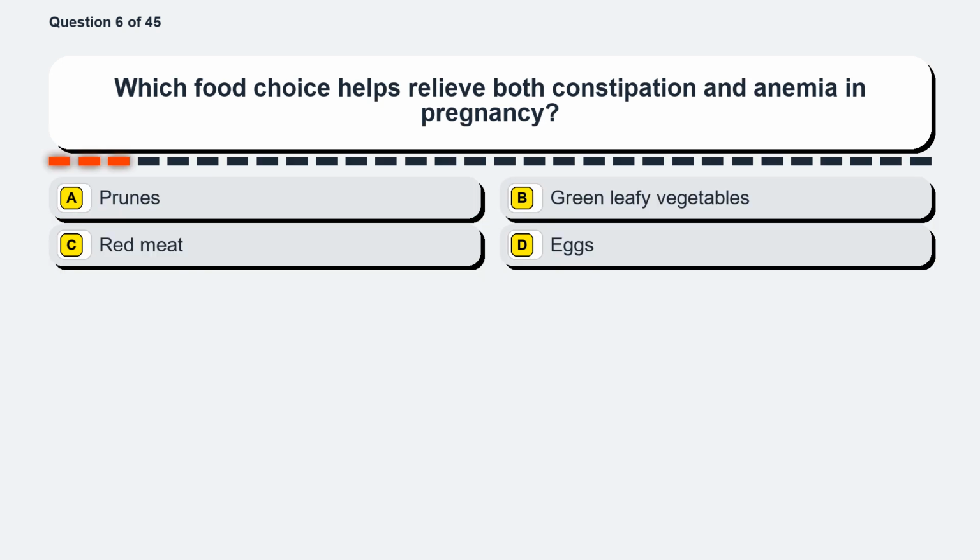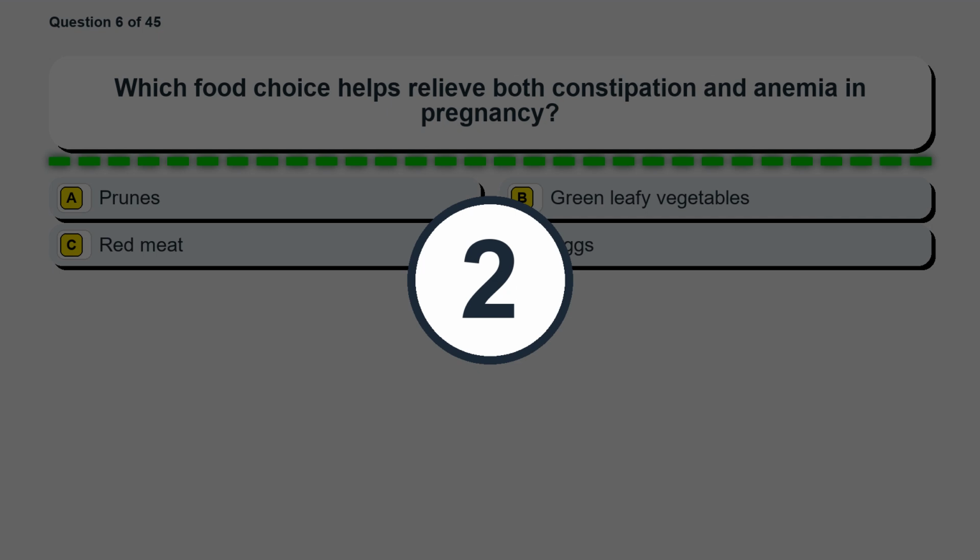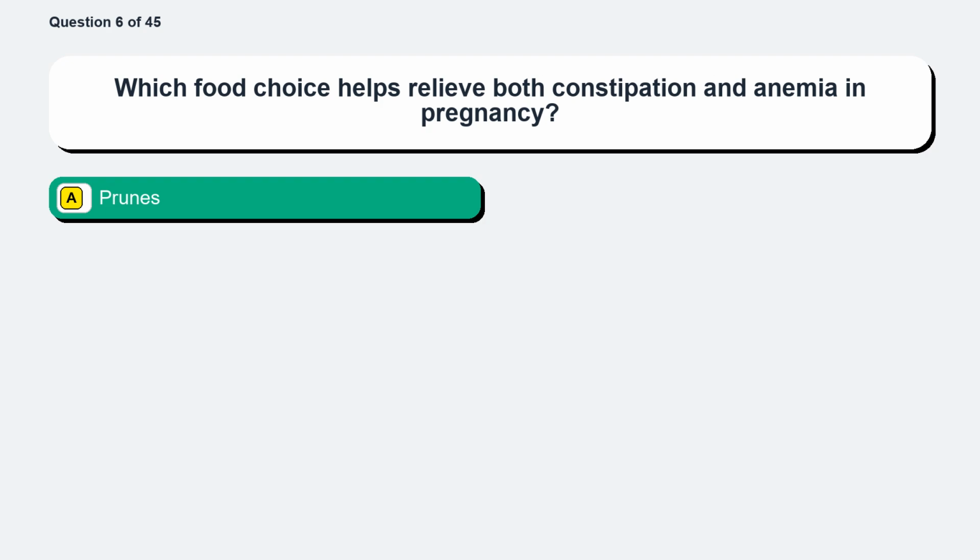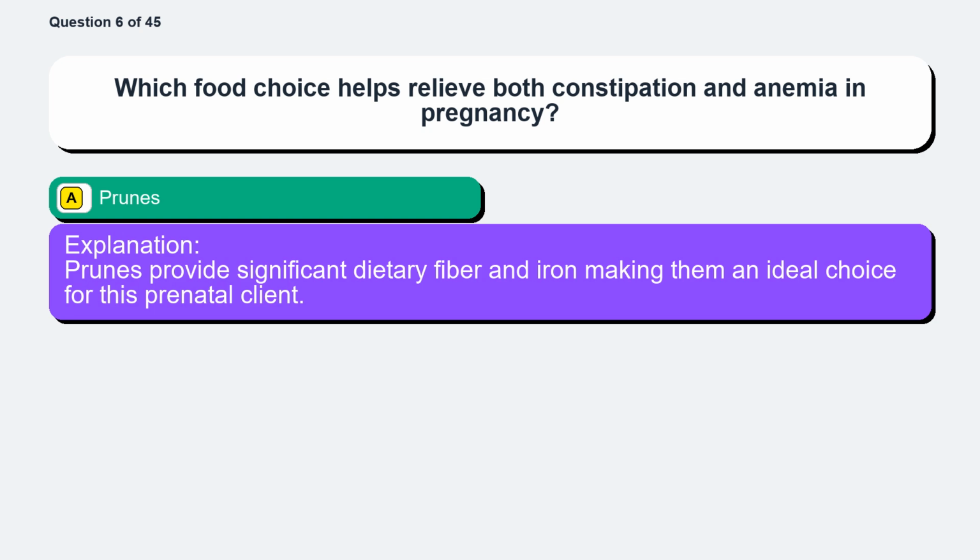Question 6. Which food choice helps relieve both constipation and anemia in pregnancy? Option A. Prunes. Option B. Green leafy vegetables. Option C. Red meat. Option D. Eggs. The correct answer is option A. Prunes. Prunes provide significant dietary fiber and iron, making them an ideal choice for this prenatal client.